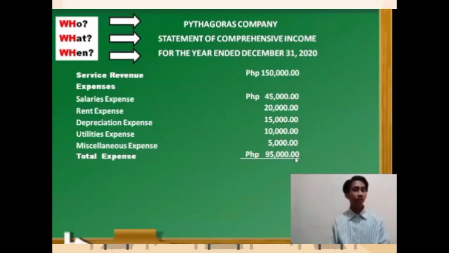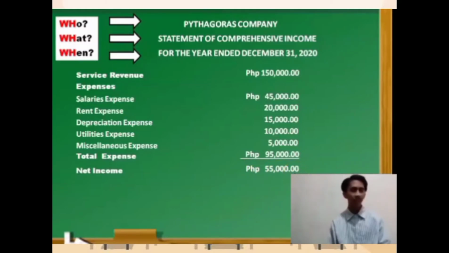Now that we have the values on revenue and the total expense, we can proceed on getting the net income or loss. To get it, just subtract the total expense, which is 95,000 pesos, from the revenue of 150,000 pesos, and you will get a difference of 55,000 pesos, which is our net income.